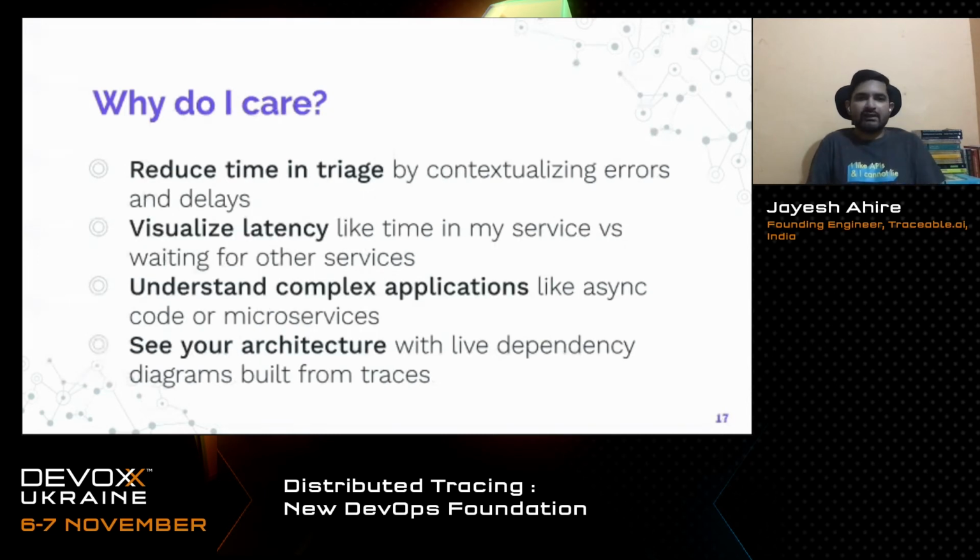So why do I care about tracing, or why should you care about tracing? Tracing reduces time in triage by contextualizing errors and delays. It helps you visualize the latency, like what time your service took or for what time your service was waiting for other services. And it helps you understand your complex microservices, like asynchronous code or your very complex microservice architecture. It lets you see your architecture with live dependency diagrams built from traces.